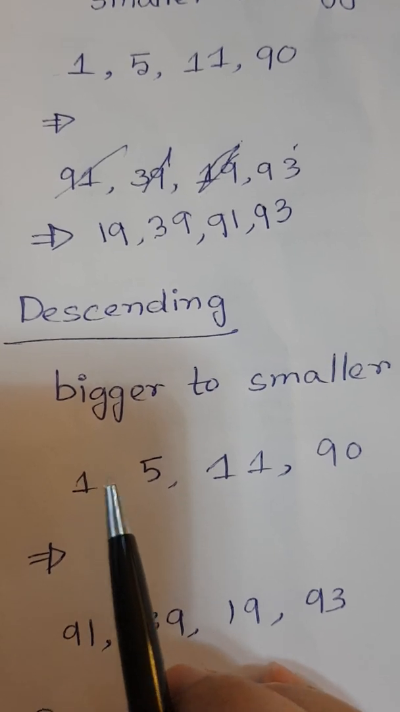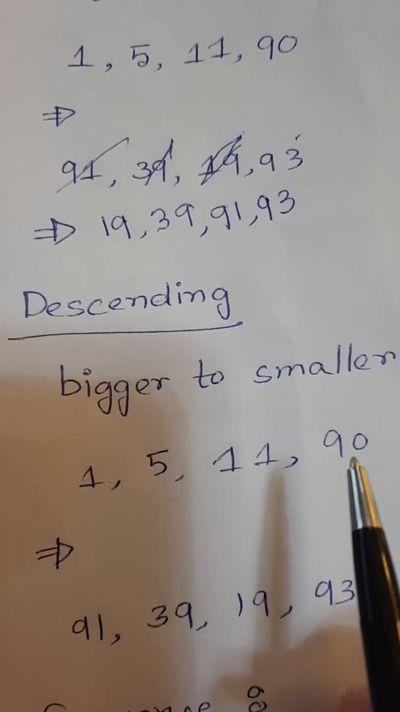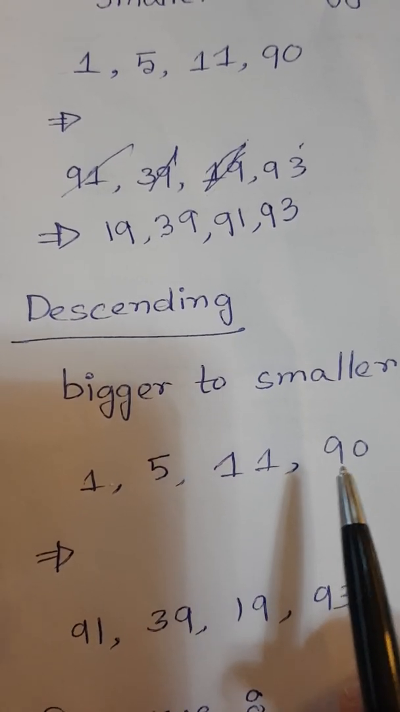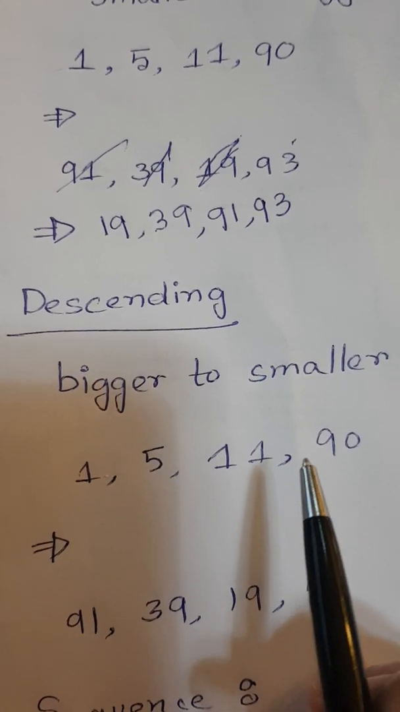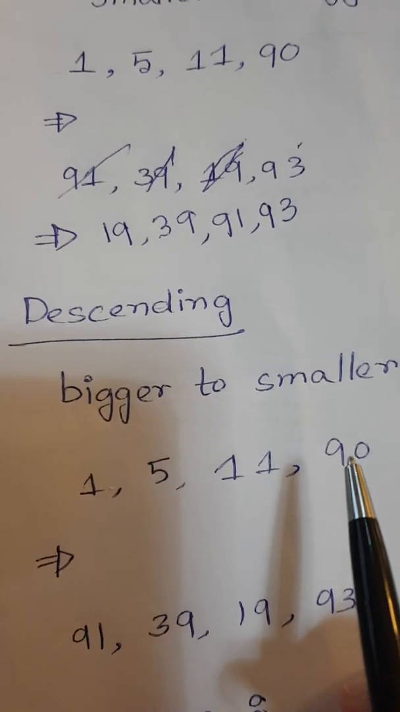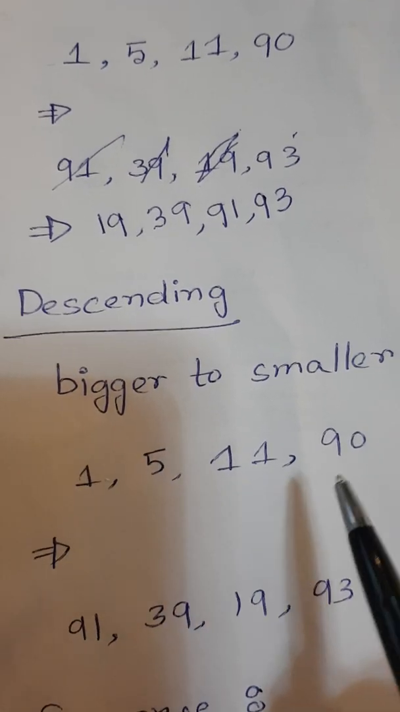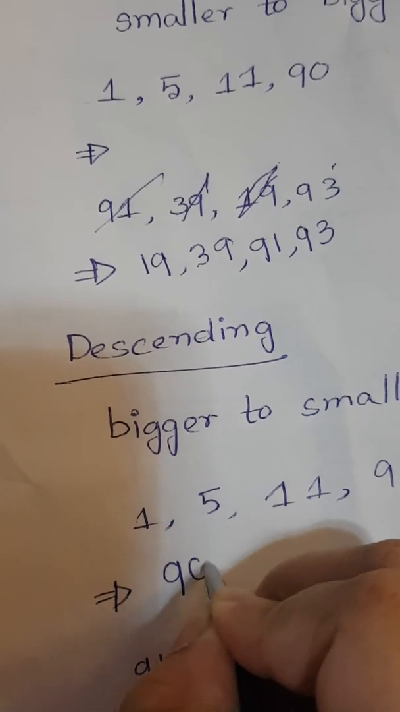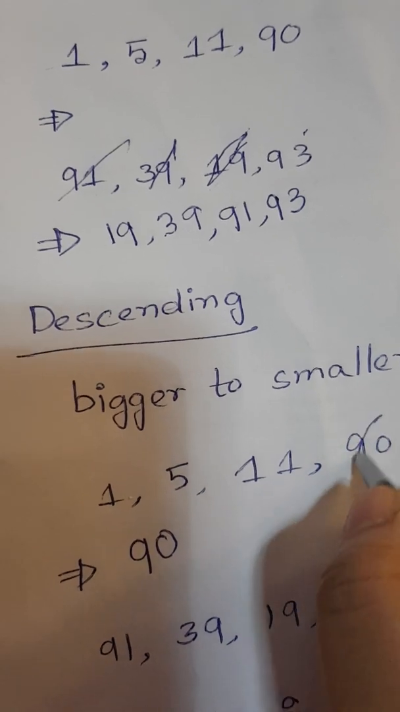See here there are some numbers: 1, 5, 11, 90. If I ask you to arrange these numbers in descending order, what do you have to do? First, what will come? The smaller number or the biggest number? Descending. That means we have to start from the biggest one. So we have to write 90 first because here 90 is the biggest. So 90 is here, we cut 90.